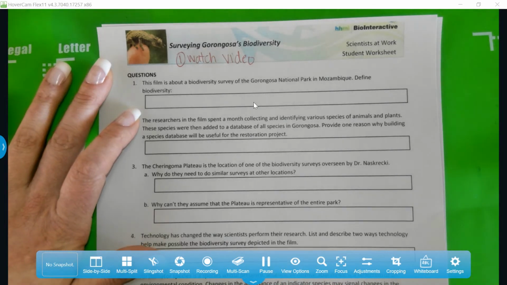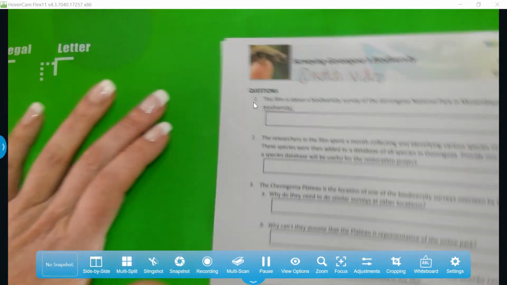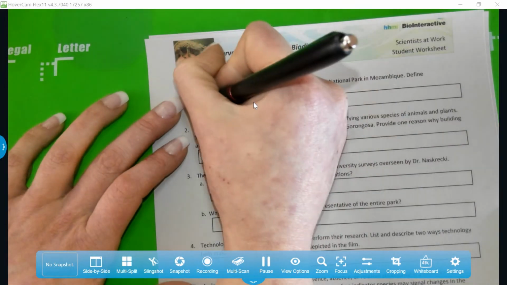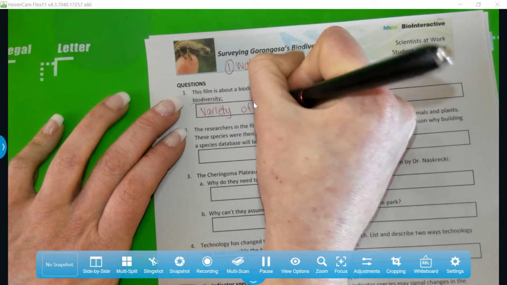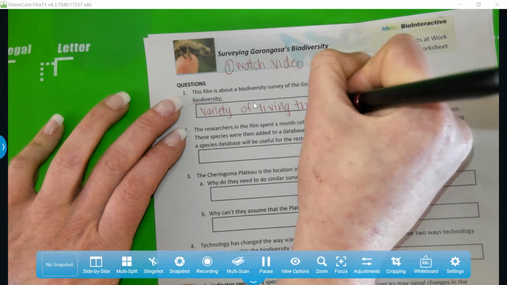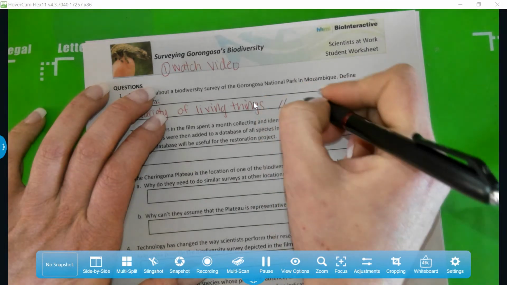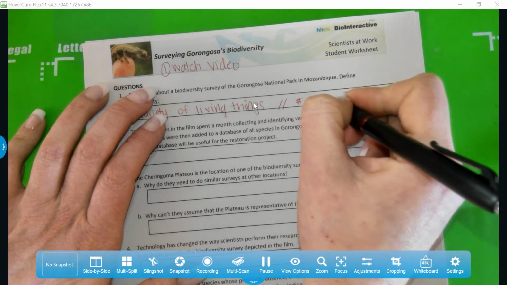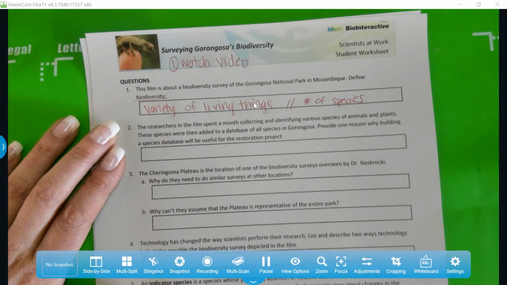And the first question is asking you to define biodiversity. So you can either listen in the video, you can Google it, or I would say something like the variety of life, variety of living things, or even, often we approximate it as number of species, although there are other ways to measure biodiversity also.